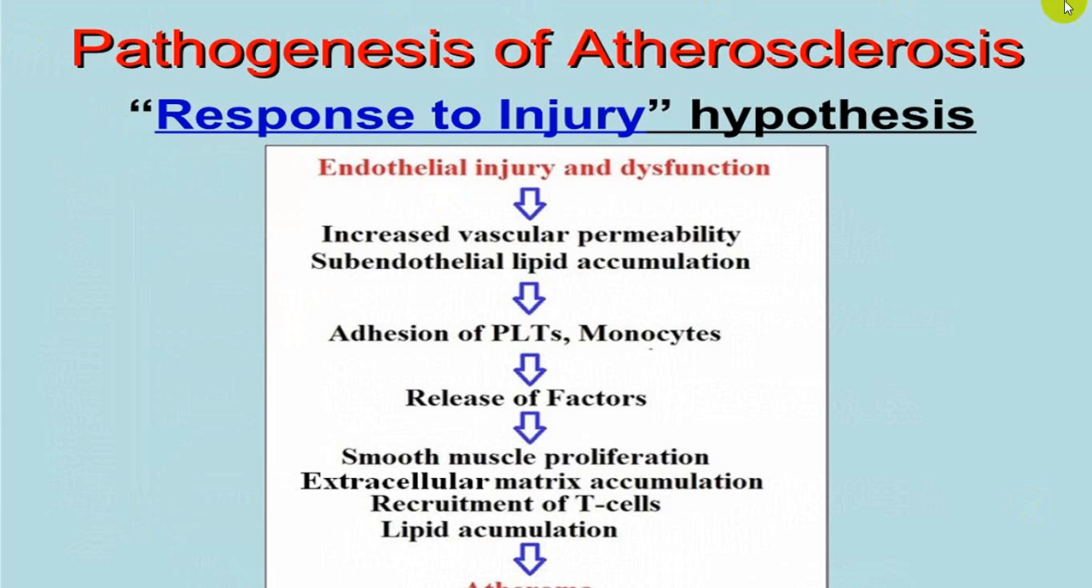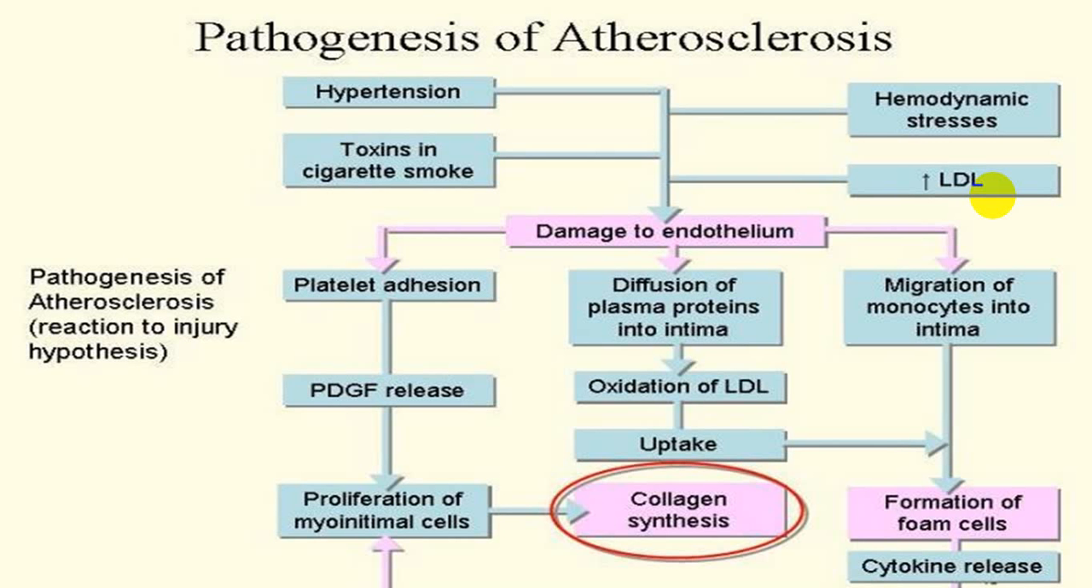And I already explained to you that secondary to atherosclerosis, you have endothelial dysfunction and injury, which will give rise to adhesion of platelets and monocytes. There will be release of factors, there will be smooth muscle proliferation, recruitment of T cells, and you will have a formation of an atheroma. And this atheroma will have a capsule surrounding that fatty material. Depending upon the size and thickness of the capsule, we call it a stable plaque or unstable plaque.